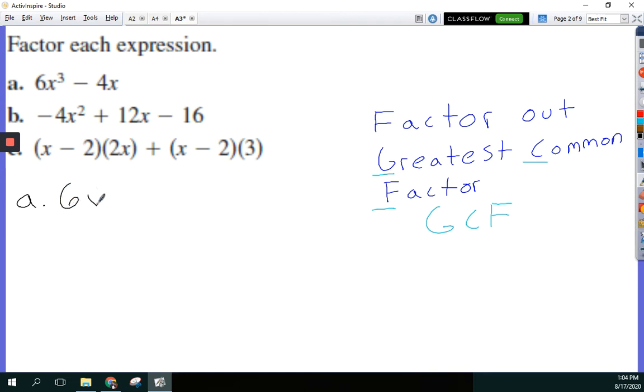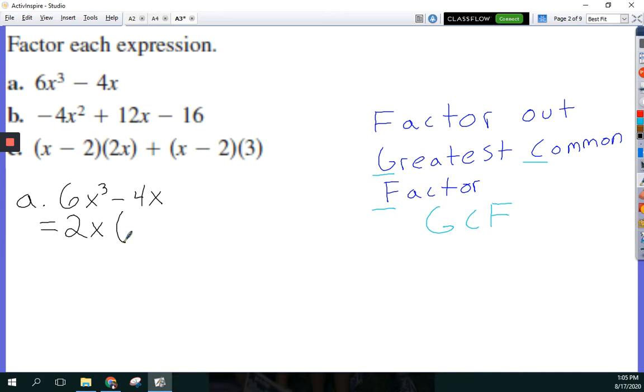So in our first example, we have 6x cubed minus 4x. So notice that 6 and 4 have a greatest common factor of 2. And then x cubed and x have a greatest common factor of x. Remember that our greatest common factor can be both numbers and variables. So in this case, it would be 2x.